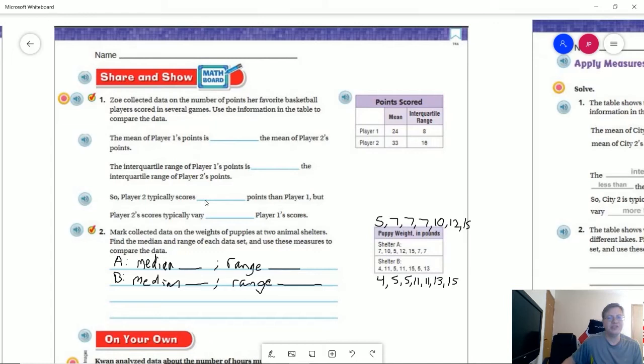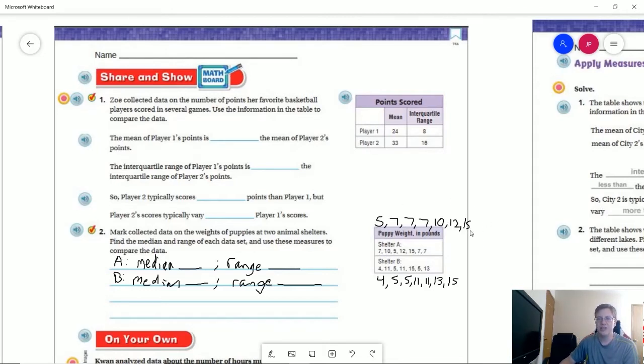So I've pre-written some things. The main idea that we're going to be working with for number 1 is talking about what all of this means. For number 2, I went ahead and put everything in order so that you can find the median as well as the range a little bit more easily.